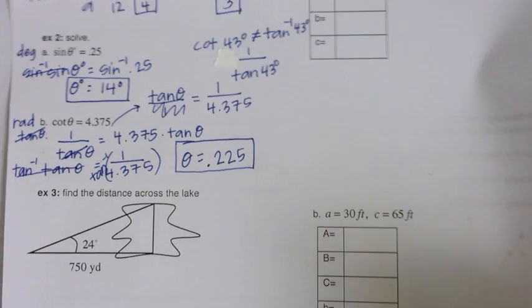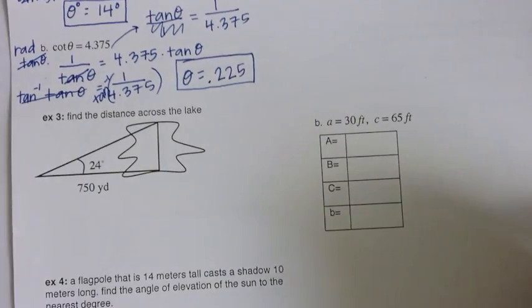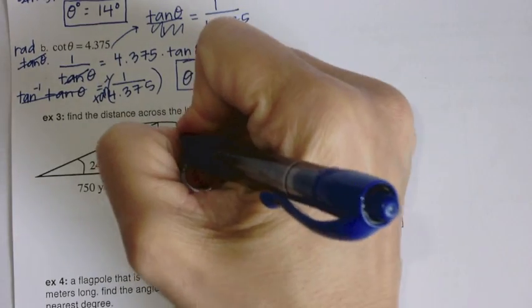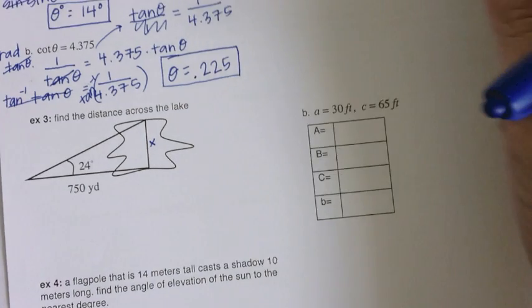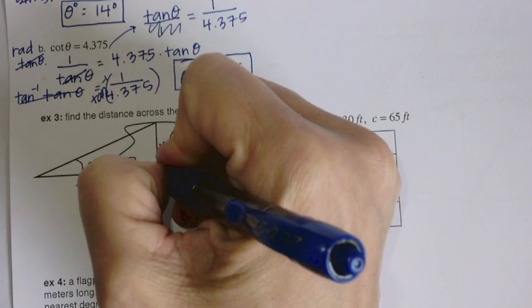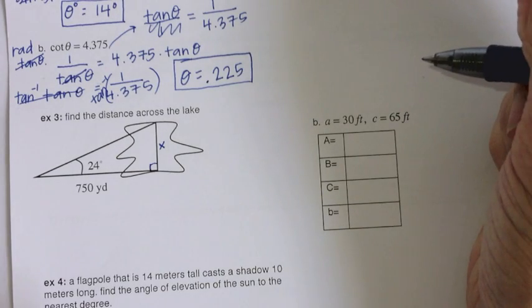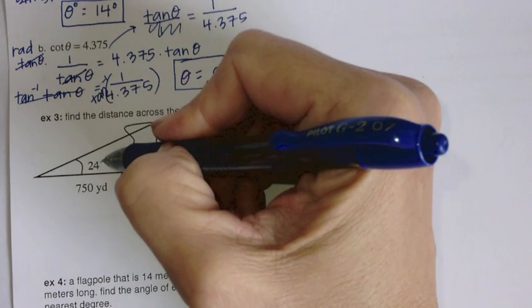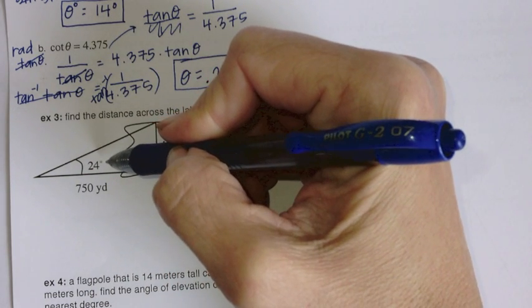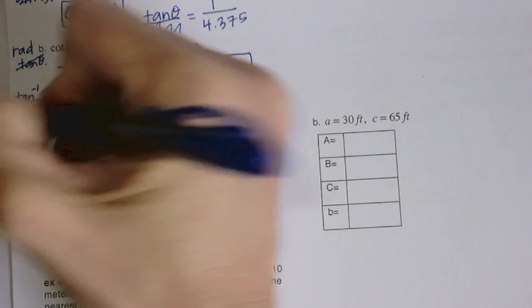Okay, moving along, example 3 says find the distance across the lake. So this is the distance that we're looking for right here. So because it's this trigonometry and this is a right triangle, we're just trying to figure out which trig ratio to use. Now, what mode should our calculator be in? There's our context clue. The given angle is in degrees, so our calculator should be in degrees for that one right here.